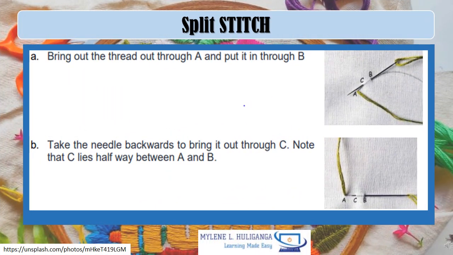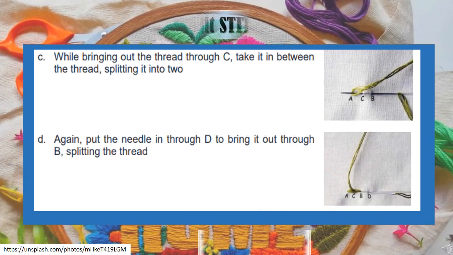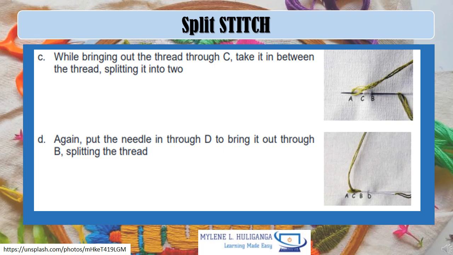Split stitch. Bring out the thread through A and put it in through B. Then take the needle backwards to bring it out through C. Note that C lies halfway between A and B. While bringing out the thread through C, take it in between the thread, splitting it into 2. Then again, put the needle in through D to bring it out through B, splitting the thread.